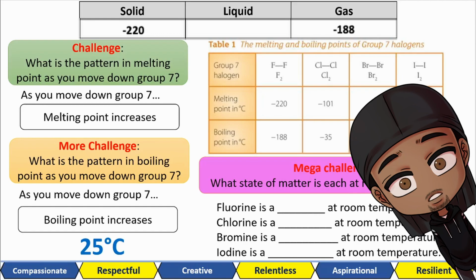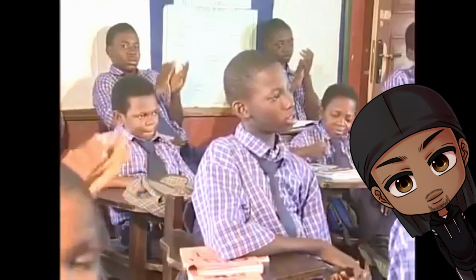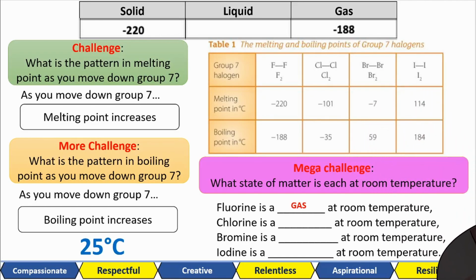It's a liquid in between the two numbers then, right? That's absolutely right. So what is fluorine at room temperature? 25 degrees is higher than its boiling point, so it's a gas. You're right. Good work. You lot at home can work out why these are the answers for chlorine, bromine and iodine in your own time. Just use the same method I showed you.